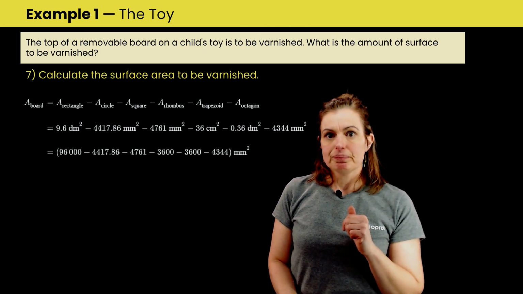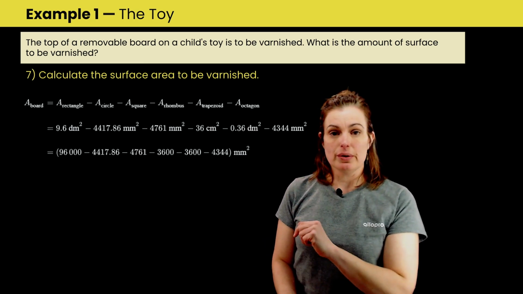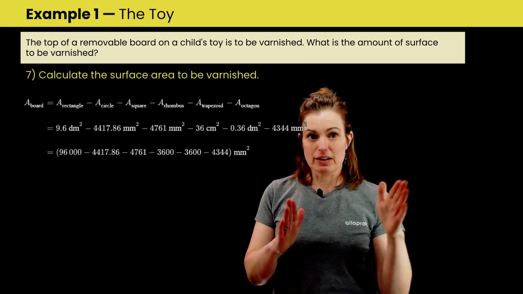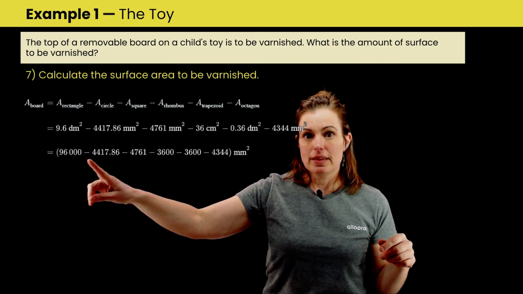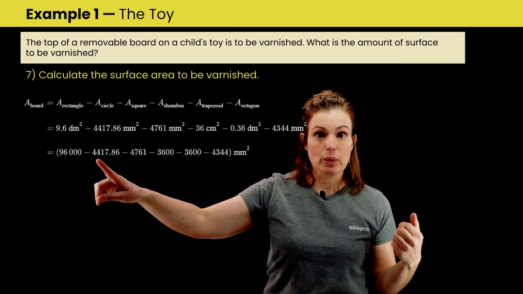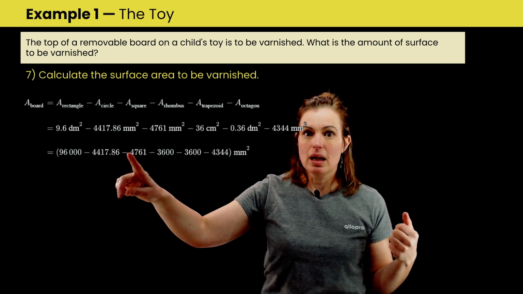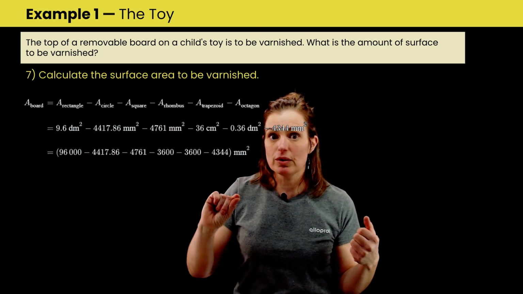So here we go. When I do my conversions properly, given that I'm already in area, with every step I'm going to move by a factor of 100. So that means that I now have 96,000. And then I'm going to subtract what was already in millimeters squared. So that stays the same at 4,417.86 minus 4,761, which you'll notice also didn't have to be converted.